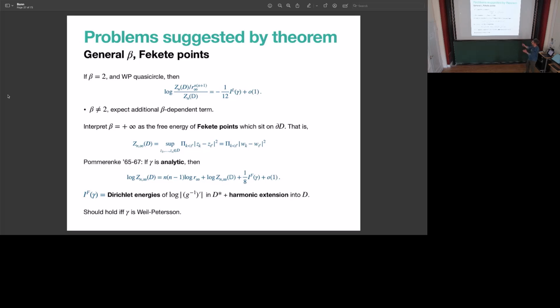I just want to mention that some of this is a sequence of papers by Pommerenke that I think are really remarkable and actually sort of important for our story as well, at least in terms of techniques.